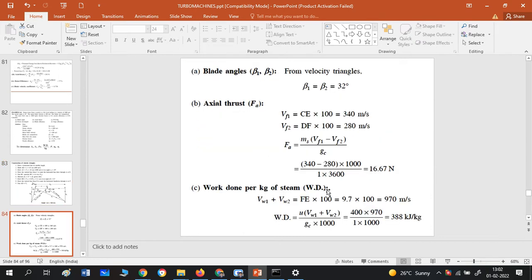Now from the graph, beta 1 is equal to beta 2, which is given, so it is 32 degrees. Axial thrust is Vf1 minus Vf2 from the graph, into mass flow rate. 1000 kg per hour was given, so they are dividing by 3600 to make it per second. That is found out. Work done.